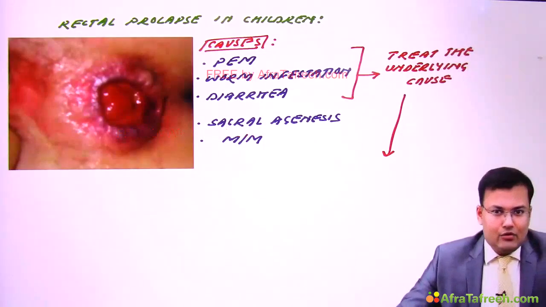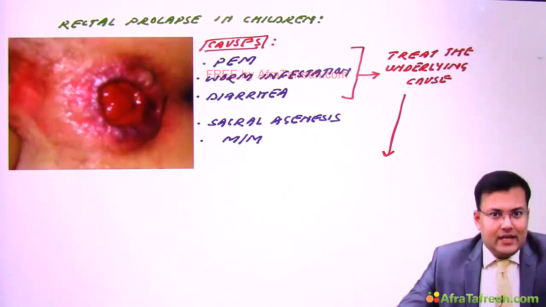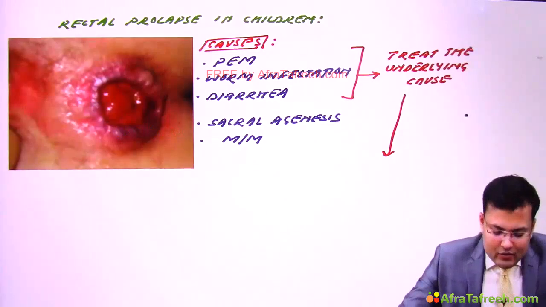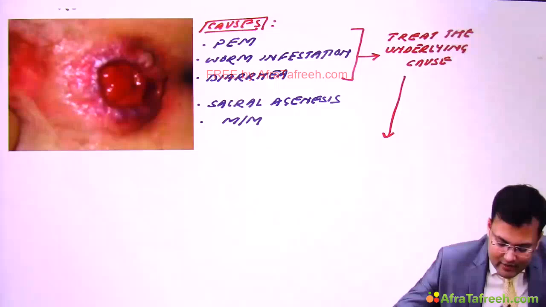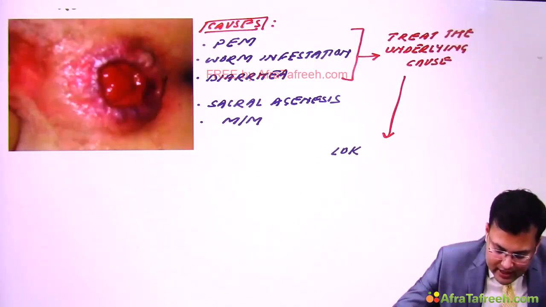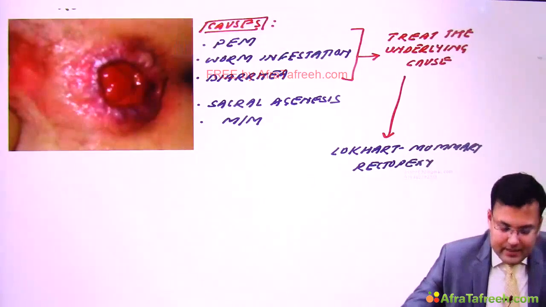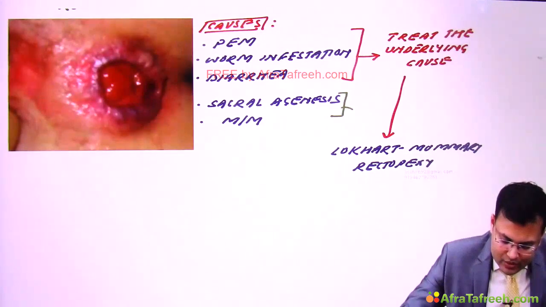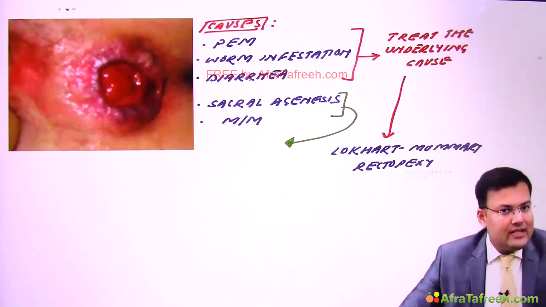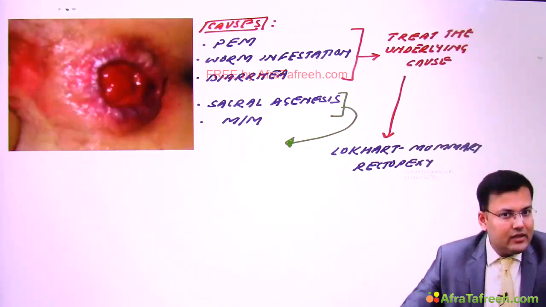In that case, we have to go for rectopexy, meaning fixation of the rectum. And what's the name of the rectopexy? We have to perform Lockhart-Mumry rectopexy. So this is known as Lockhart-Mumry rectopexy.